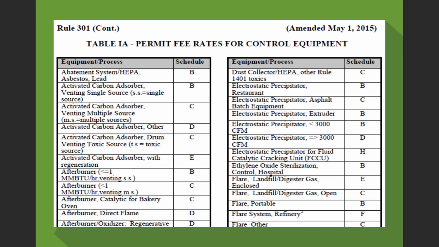And so here's actually a picture of table 1A. If you have an asbestos abatement system with a HEPA filter, then that would be a Schedule B. On the other hand, if you have an electrostatic precipitator at a restaurant, then that would also be a Schedule B. However, if you have a flare system from a refinery, then that will be a Schedule F. And so the point here is that you want to take the equipment that you have and put it into one of the Rule 301 categories because you really want the fee schedule.